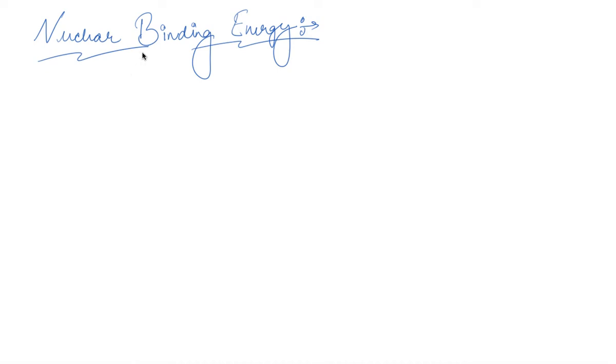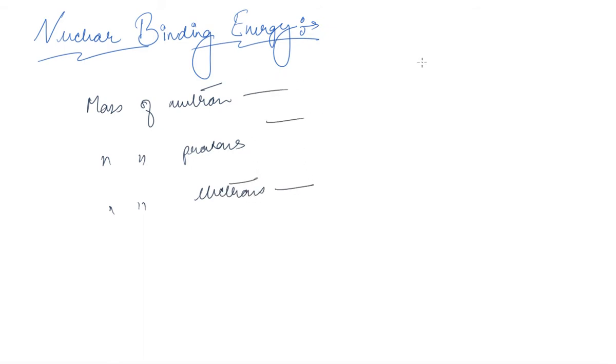So in this video we will be talking about nuclear binding energy. Now if you look closely at the mass of, say, neutrons, mass of protons and mass of electrons, if you sum up all of this, you should have the total mass of that particular element.